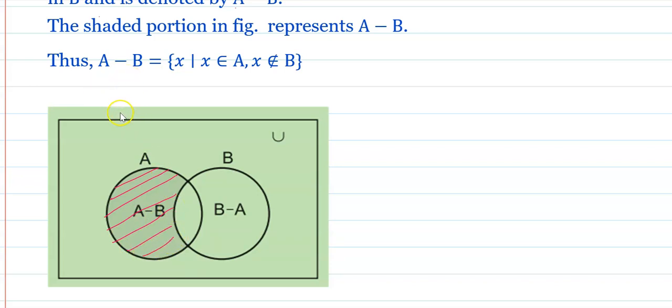A minus B is defined as X is such that X belongs to A but X does not belong to B. म्हणजे कॉमन एलिमेंट मधला इथला पार्ट नाही घेतला. हा इथे A मध्ये आहे पण तो B मध्ये पण आहे. म्हणून ते कॉमन एलिमेंट नाही घ्यायचे. That is nothing but the A minus B.